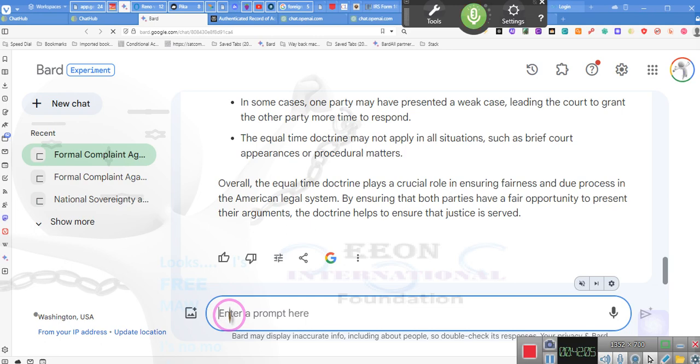Please provide 5 case citations supporting the aforementioned conclusion?